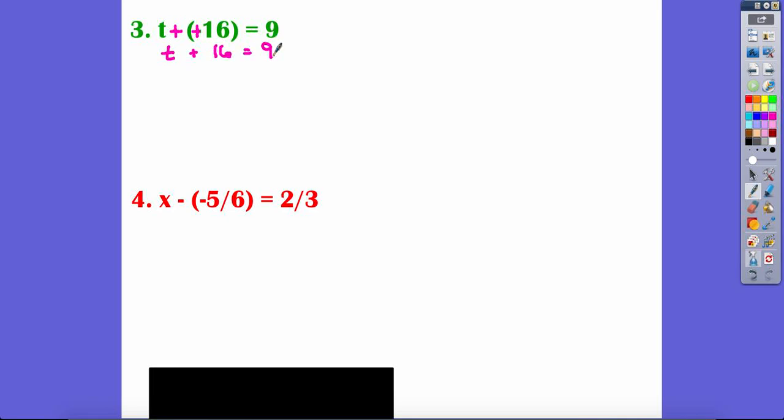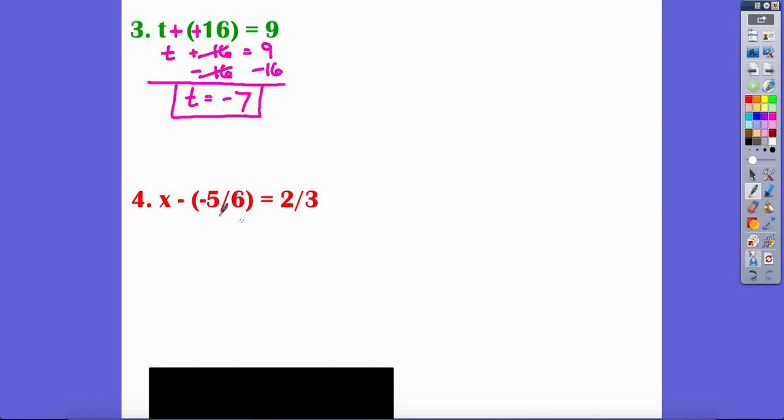I want you to go ahead and hit pause, and I would like you to solve this one. And when you're ready to check your answer, go ahead and hit play. All right, so I want to isolate the t by itself. I'm going to subtract 16 from both sides. 16 minus 16 is 0. Those are going to cancel. And t is going to equal negative 7. All right.